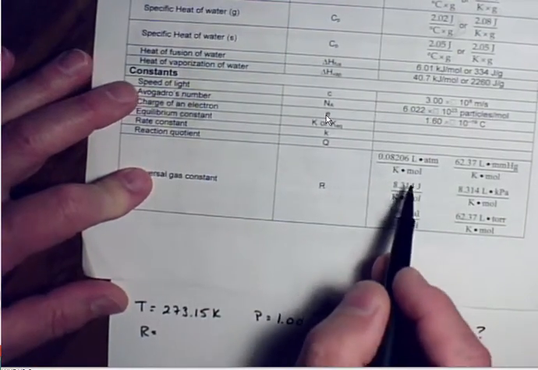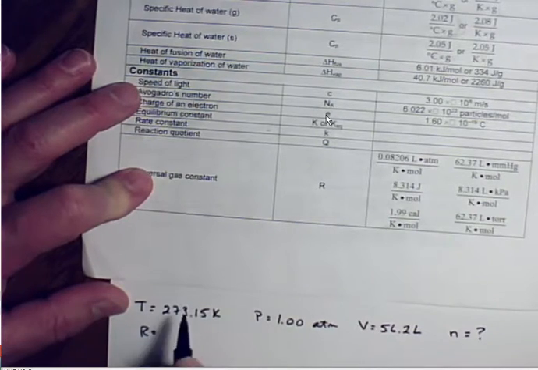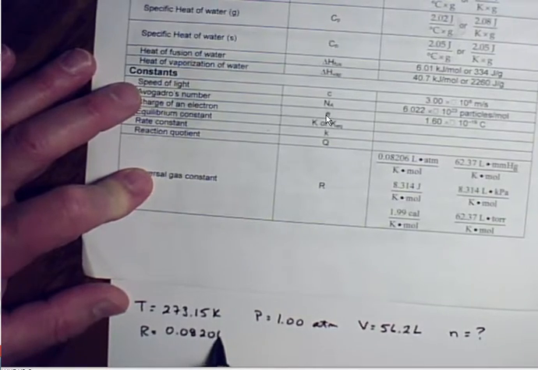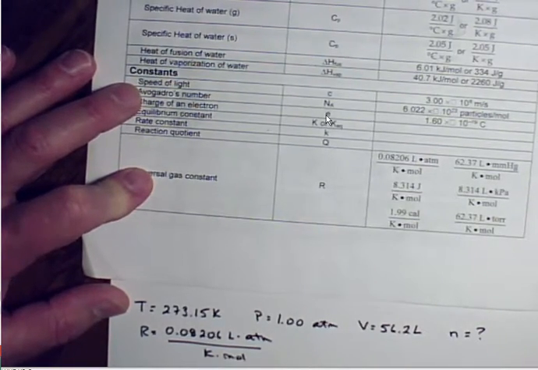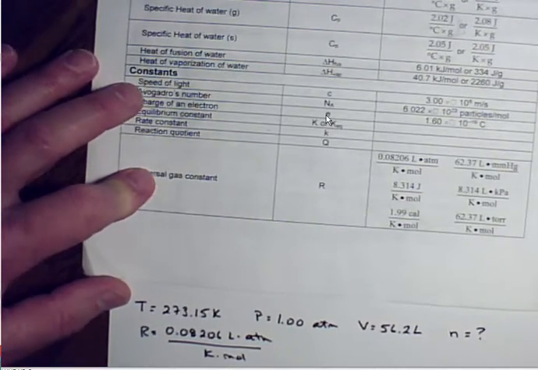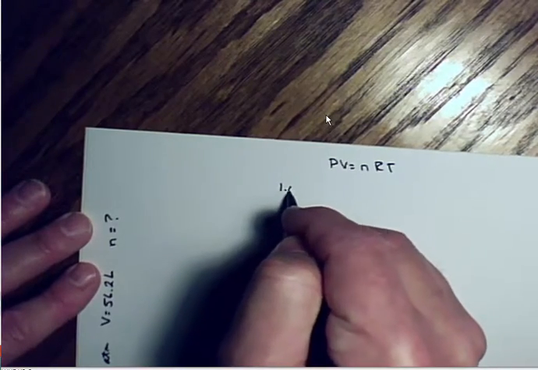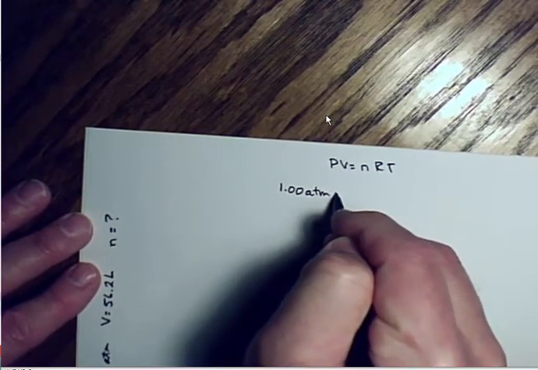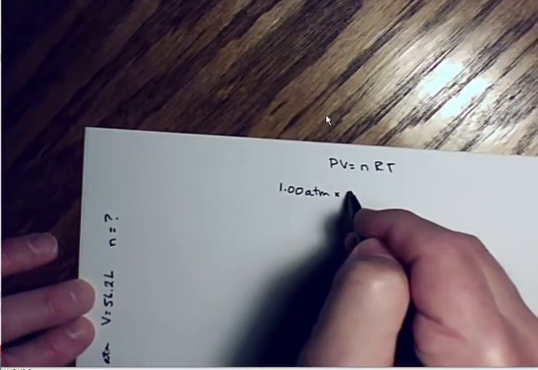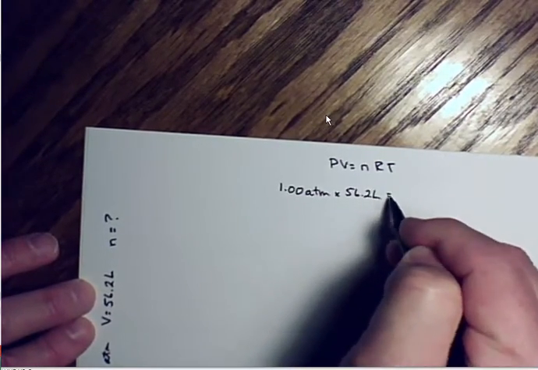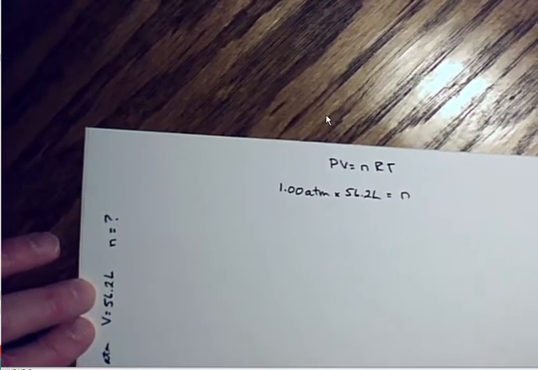And now that I know that's the one I want to use, I'm going to plug that in down here in my list of knowns and unknowns and say that R is going to be 0.08206 liters times atmospheres over Kelvin times moles. That's the version I want to use. Now, let's go over here and start plugging things in. I've got a pressure of 1 atmosphere. I've got a volume of 56.2 liters. Moles we don't know. That's the one we're trying to find.